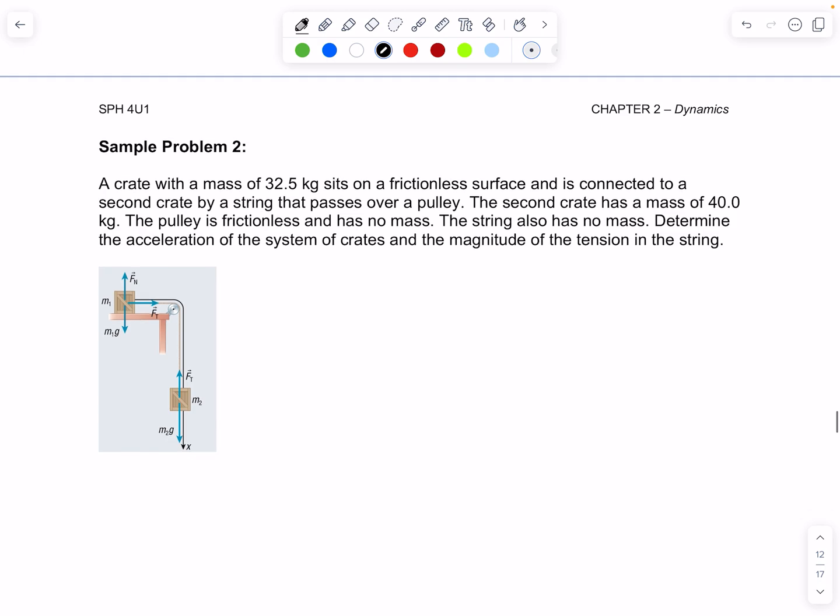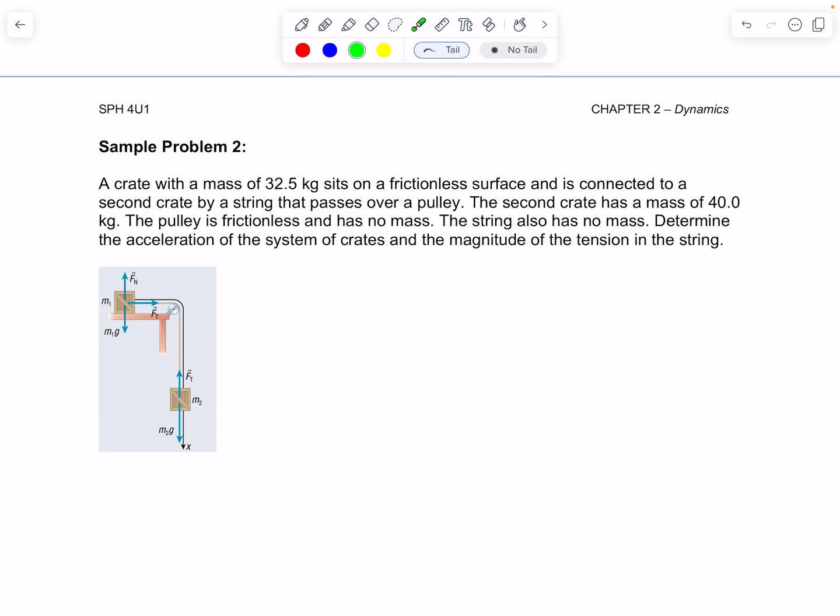All right, for the next example, we have a crate with a mass of 32 kilograms on a frictionless surface and connected to a second crate by a string that passes over a pulley. The second crate has a mass of 40 kilograms. The pulley is frictionless and has no mass, and therefore will have no effect on the motion of this object or system. The string also has no mass. Determine the acceleration of the system of crates and the magnitude of the tension of the string.